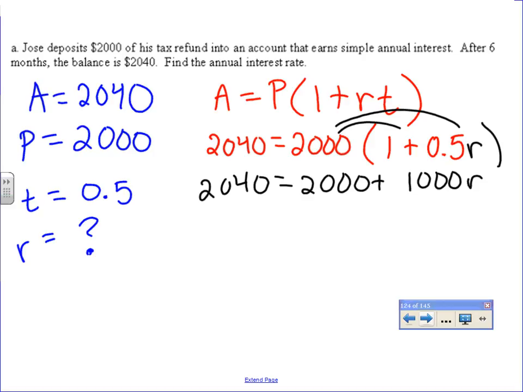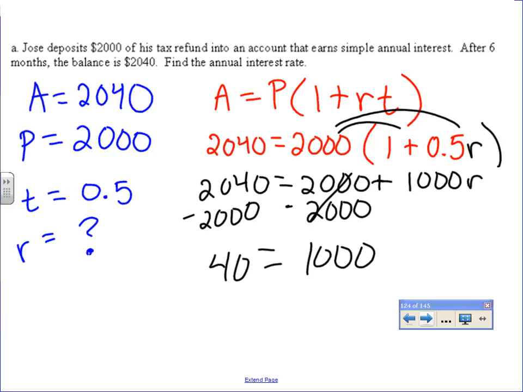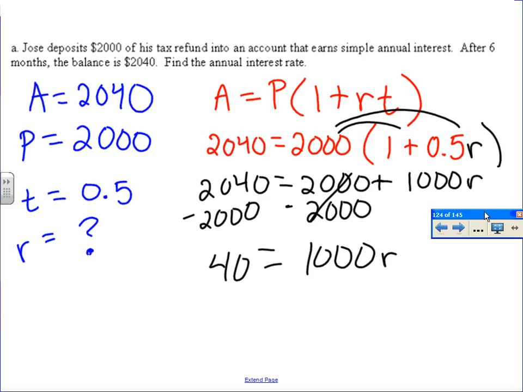So now we're solving a two-step equation. What's the next step? Josh. Good job. Subtract 2,000. That's a plus sign from both sides. So we have 40 equals 1,000R. We're now down to a one-step equation. This is from Chapter 2.